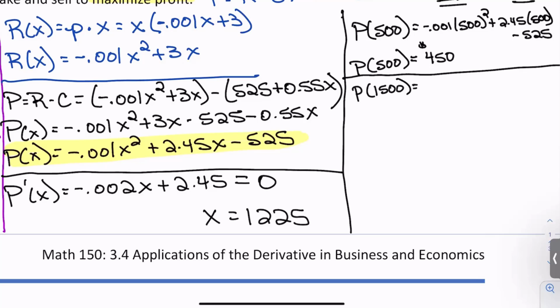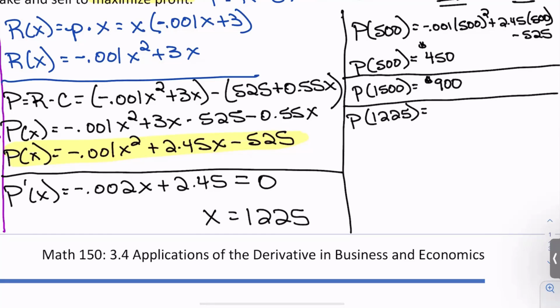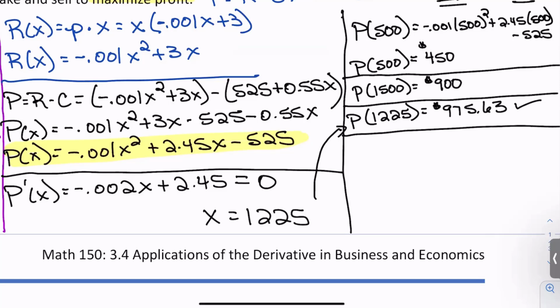So again, you're going to plug it in just like we did above, but to save room, because at 1,500 is going to take a lot of room. At 1,500, if I did all my math right, that's going to give me 900. And then if I plug in the critical value that I found down here, where we think that local max would be, that's going to give us a profit of $975 and around 63 cents. So this one is the highest. That is the value that gives us the maximum point.